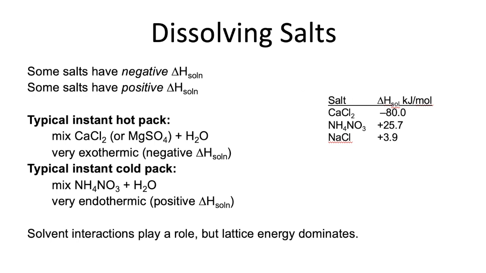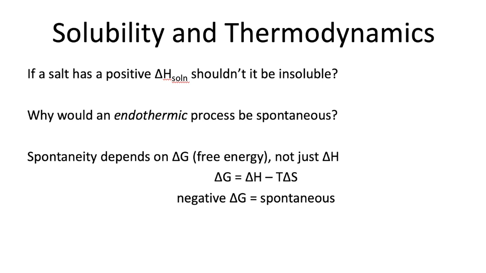Now, here's the question. How is it possible that if it has a positive delta H of solution, that it's soluble at all? Shouldn't it be insoluble if it's endothermic? And this actually highlights the difference between free energy and enthalpy. So an endothermic process means it has a positive delta H, and a spontaneous process means it has a negative delta G.